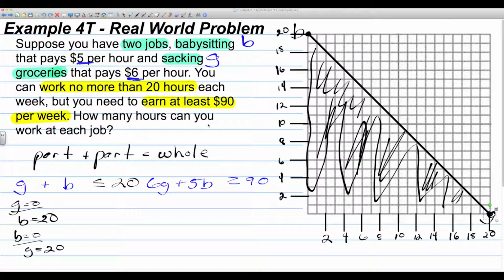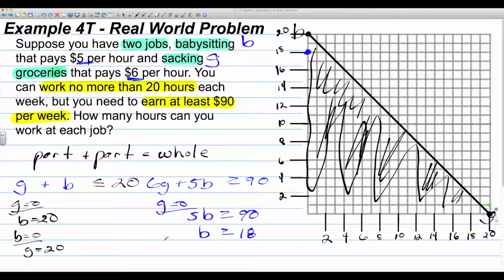So let's graph the other inequality, this one here, 6g plus 5b is greater than or equal to 90. We're going to use that same 0, 0 method. I guess I'll use blue for that. If g is equal to 0, meaning we put 0 in for g, so 6 times 0 is 0, so what we're left with is 5b is greater than or equal to 90. And when I divide each side of that by 5, that gives me b greater than or equal to 18. So when g is equal to 0, b is equal to 18, which would be right there.